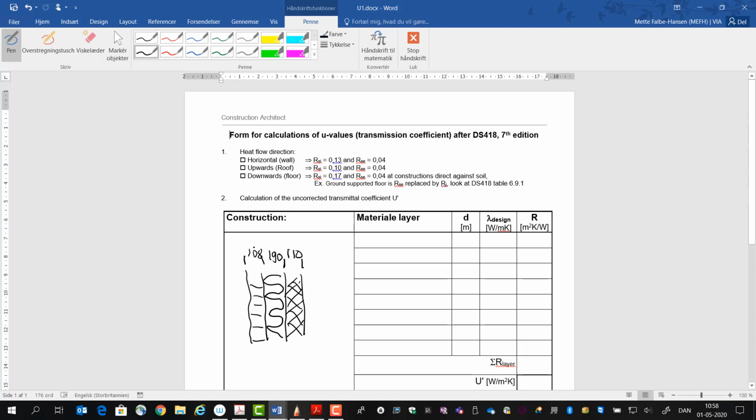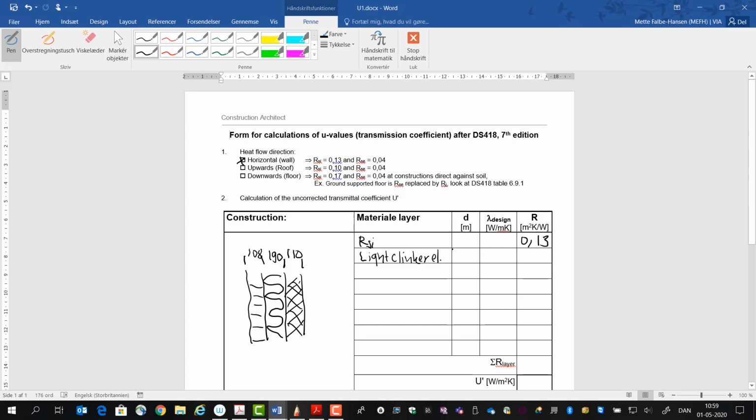So what we have is that the heat flow is coming horizontal, so we'll cross up here horizontal. The first we'll meet is the Rsi, 0.13. Then the next part we have is the light clinker concrete, and that had a density of 600.